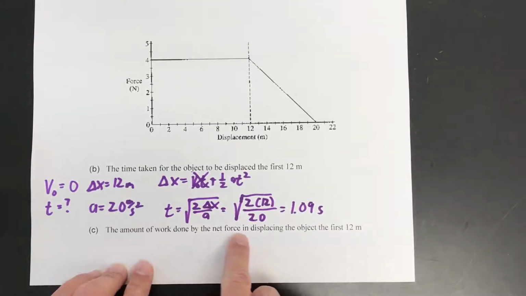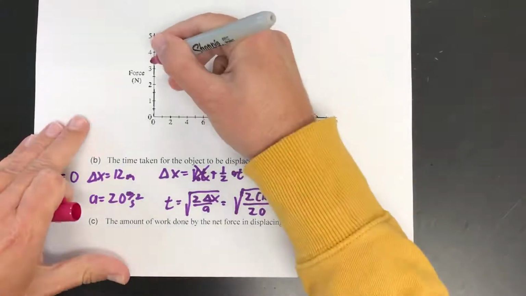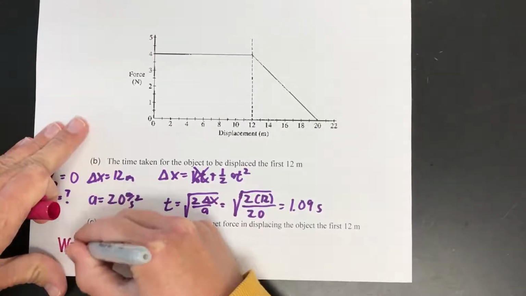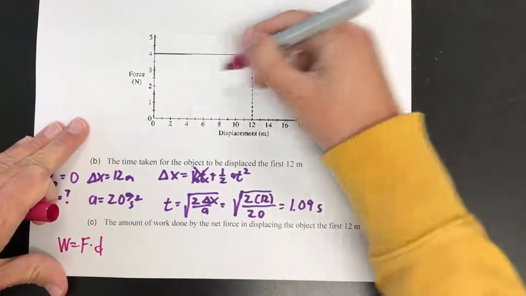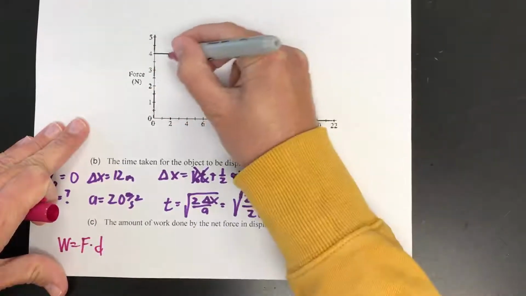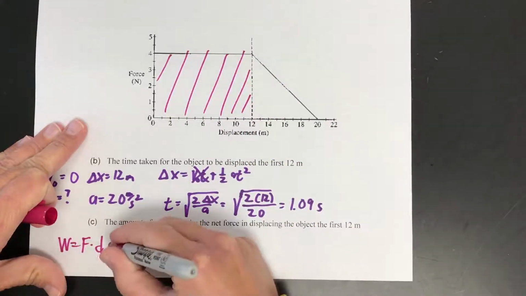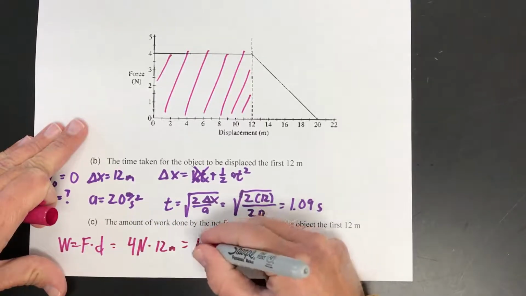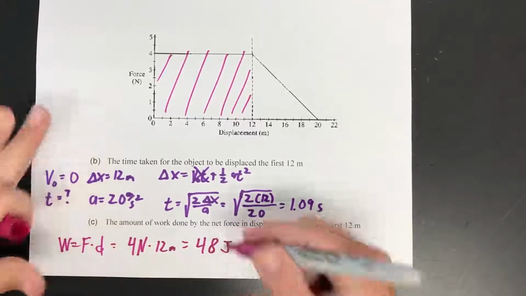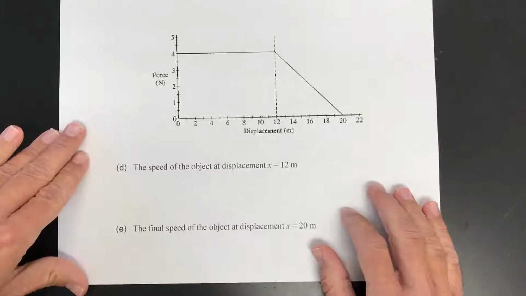Determine the amount of work done by the net force displacing the object the first 12 meters. So that is contained in this area. The work is force times distance, and that is contained in this area here, because here's the force up here, and here's the distance this way. So it's the area underneath this line here that will give us that. So we can simply see here that that is 4 newtons times 12 meters, and that is 48 joules of work being done there.